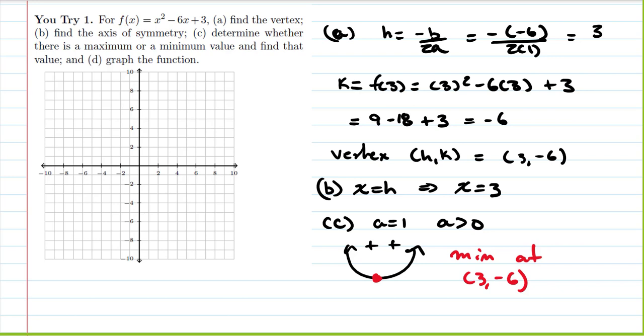And lastly, D, we want to draw our graph. So we go to our vertex, which is 3, negative 6, and then we do our a value using our axis of symmetry. So I go right 1 and up 1, and I go left 1 and up 1 because my a value is 1, and then I connect my 3 points to make a very happy parabola.